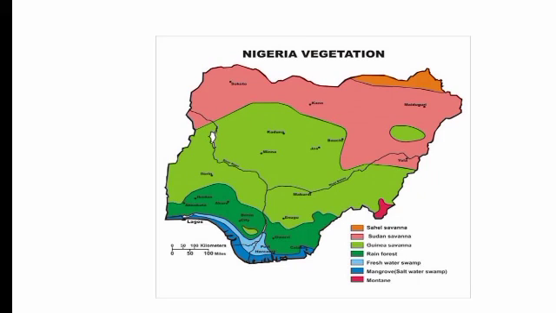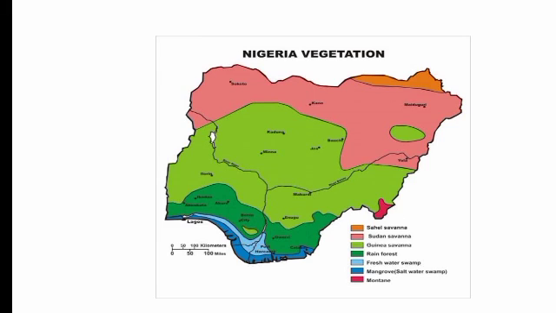Today we are going to look at Nigeria vegetation. Nigeria is a country that is made up of so many ethnic groups, and there are different vegetations in this country. These vegetations are not evenly distributed. There are some that are found in the northern part of Nigeria, which is the savanna. There are some that are found in the southern part of Nigeria, which is the forest.